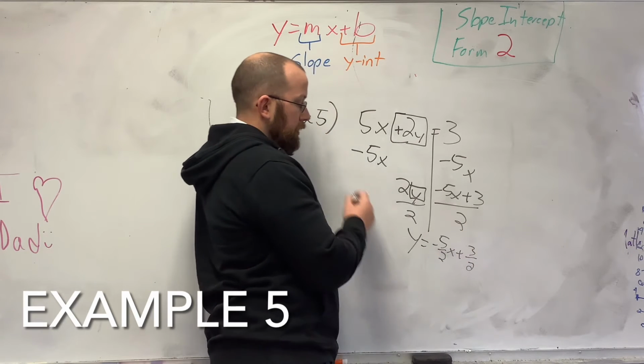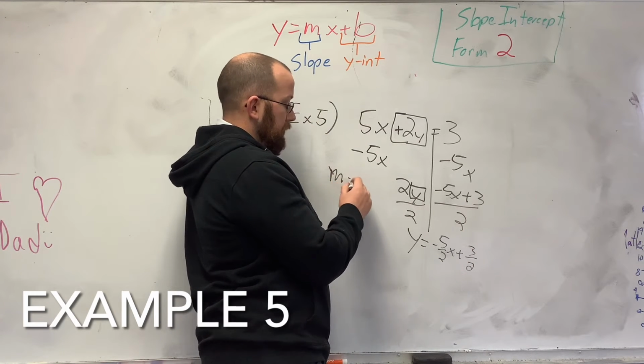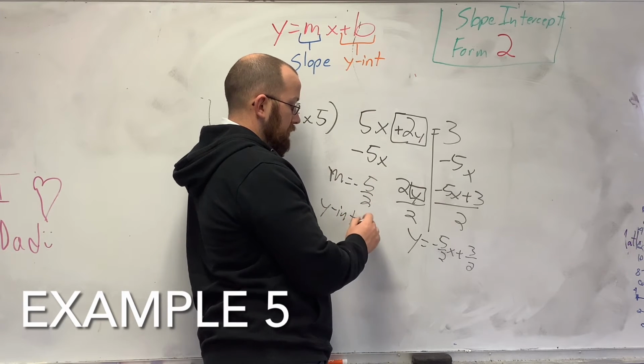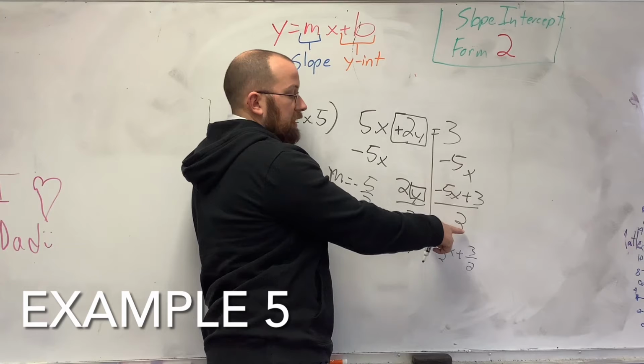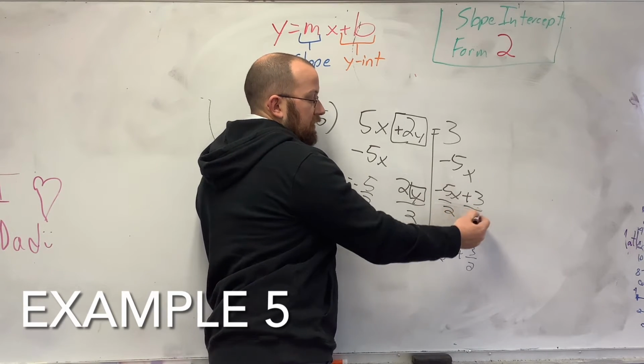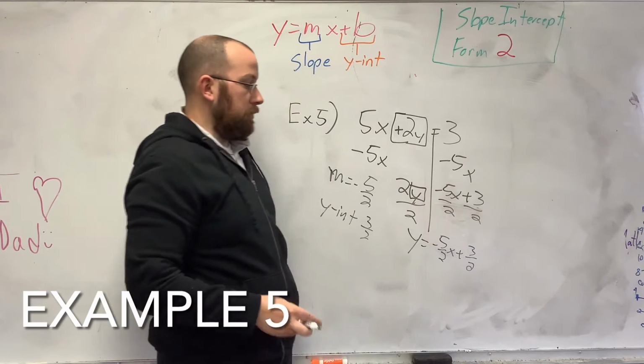There you go. So your slope is -5/2. Your y-intercept is 3/2. All I did was simplify this. If I want to do this instead, that's fine. Just make sure you divide both of them by 2.